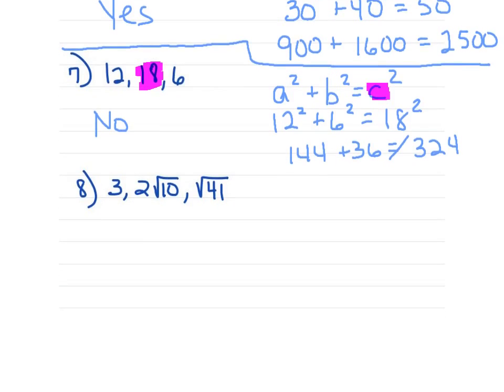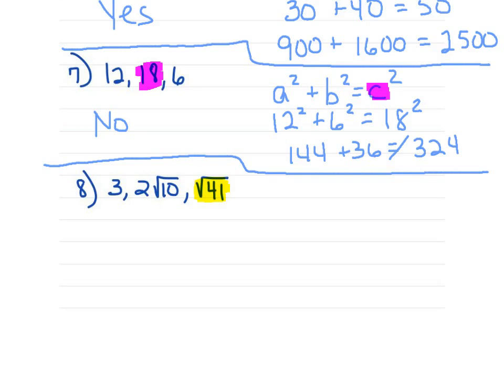Notice that number 8, you have some that are in radical form. That doesn't change the process, though. We can go ahead and substitute. The only thing we'd have to figure out is which of those three are the longest side. 2 radical 10, radical 41, or 3. Which is the longest side? Okay, so as I look at these three values, I recognize that radical 41 is just slightly longer than 2 radical 10. So I'll designate that to be c.